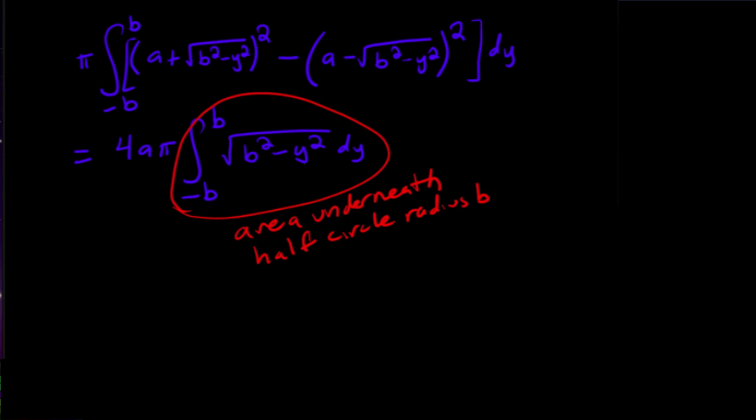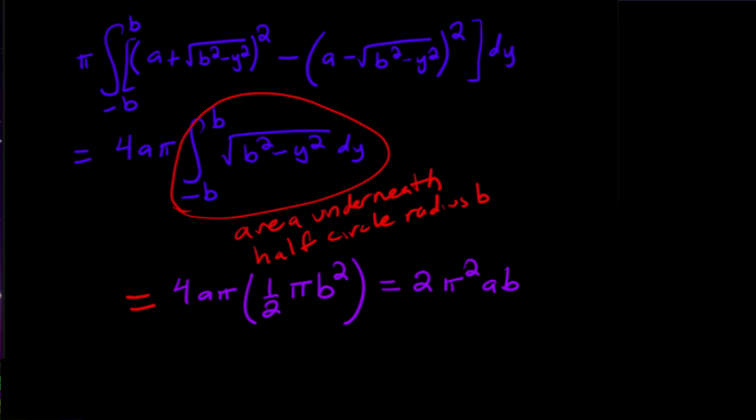So the volume is going to equal 4a pi times 1/2 pi b^2, which is equal to 2 pi^2 a b^2. And that's it.